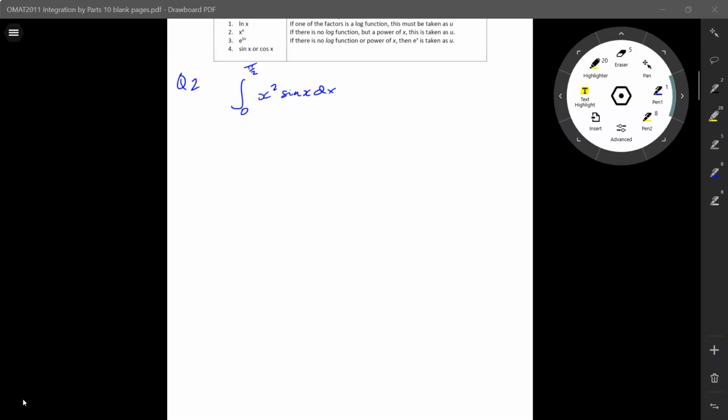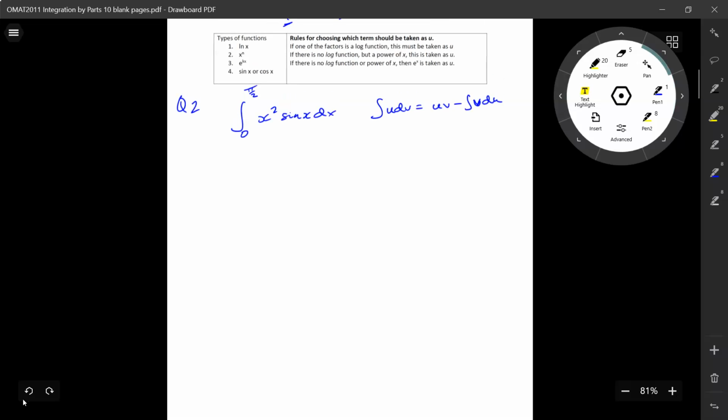Question 2 on the practice questions is a product of x to the power of 2 multiplied by a trigonometric function, sine x. So once again, we have our rule, the integration by parts rule, which is the integral of u dv is equal to uv minus the integral of v du. So we need to decide, first of all, what are we going to pick as u.